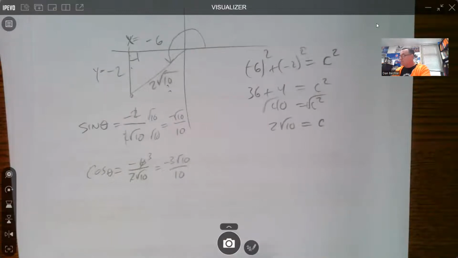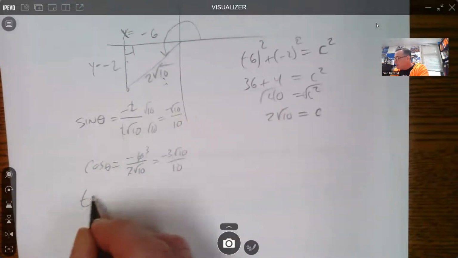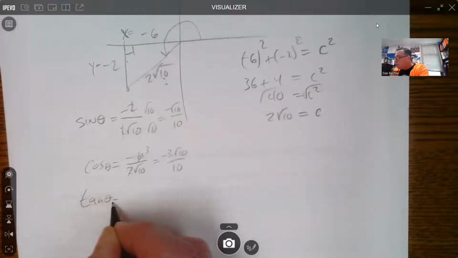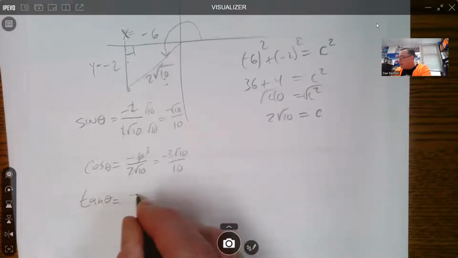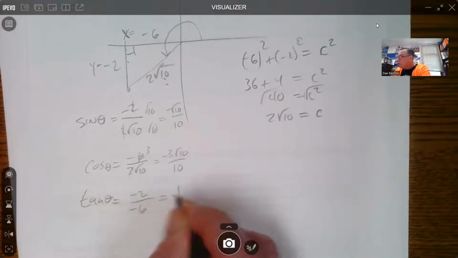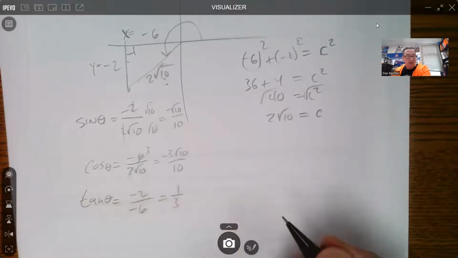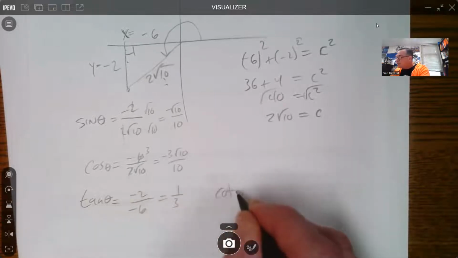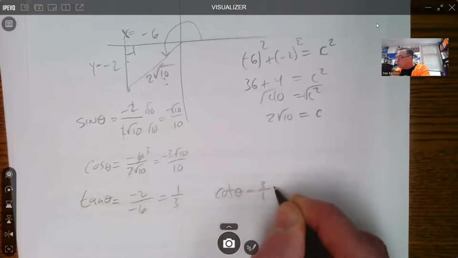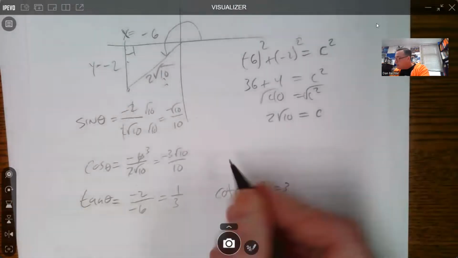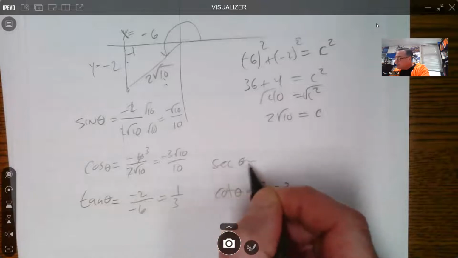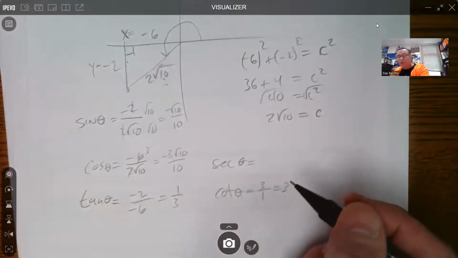That is the sine and the cosine of these things. Okay, now tangent. Tangent's actually really pretty easy. Tangent of theta is going to equal opposite over adjacent. So -2 over -6, or 1/3. Totally awesome. Now cotangent is just the reciprocal of that. So it's going to be 3 over 1, or 3. The secant is the reciprocal of that, which is a pain.